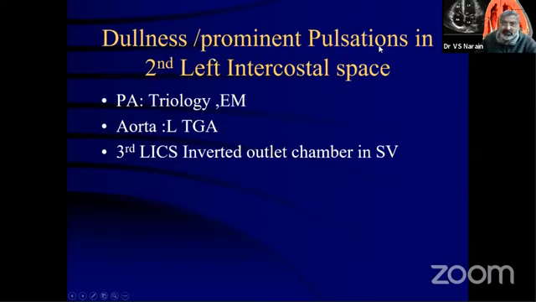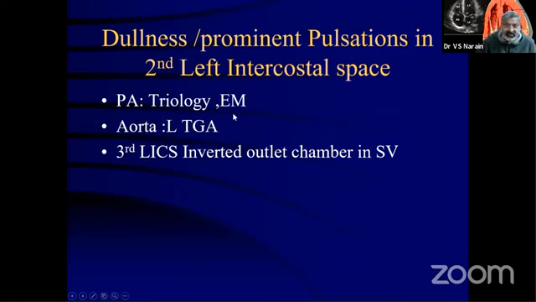Now, this is something which is often asked. If you have dullness in the left intercostal spaces, what can it be? It could either be a pulmonary artery, where you have tetralogy, Eisenmenger, or it could be an aorta, which is L transposed. This means that the aorta in L transposition could be pulsatile, but mostly it will be just dullness of percussion in the second left intercostal space.